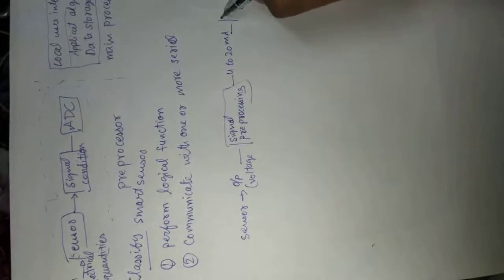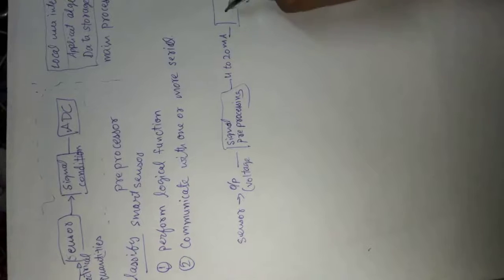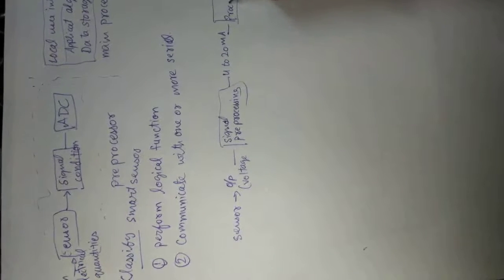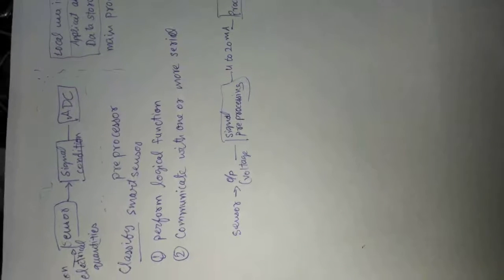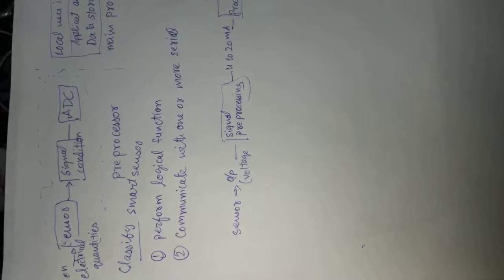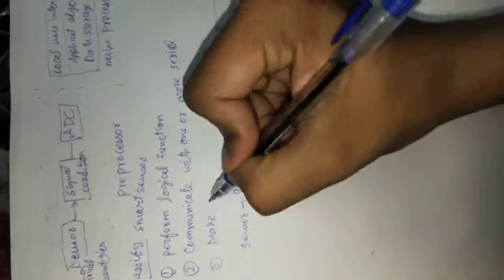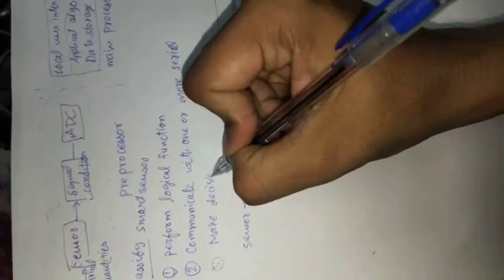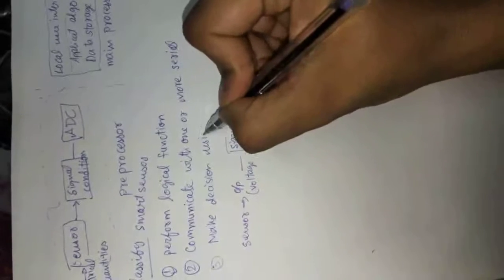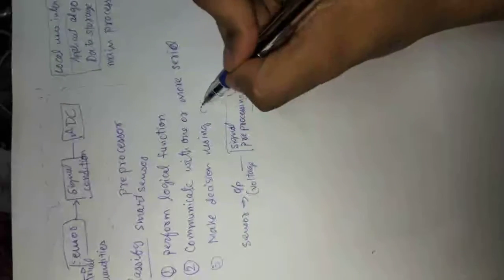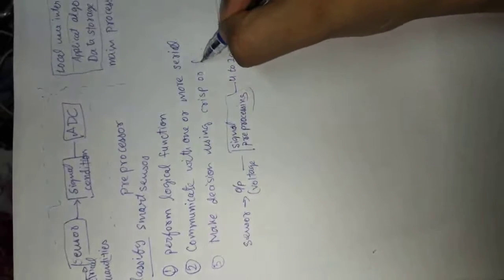Okay, so we were talking about the features. The communication is an important feature. Preprocessing that can perform logical operation is a feature, and the third important feature is it can make decisions using some crisp or fuzzy data. That means it is giving feedback to the system whether the sensor is working normal or not.